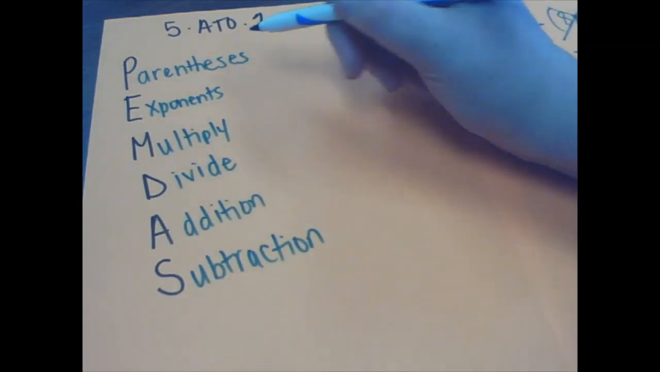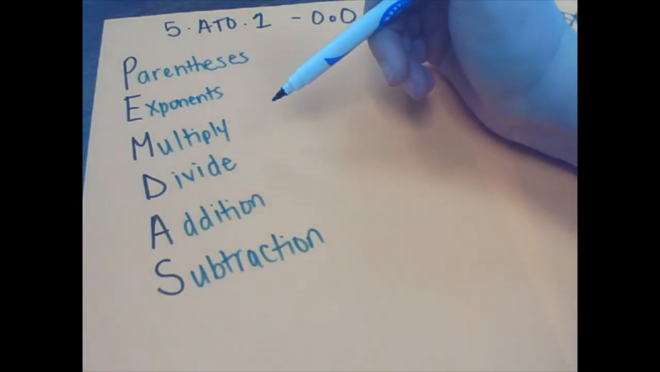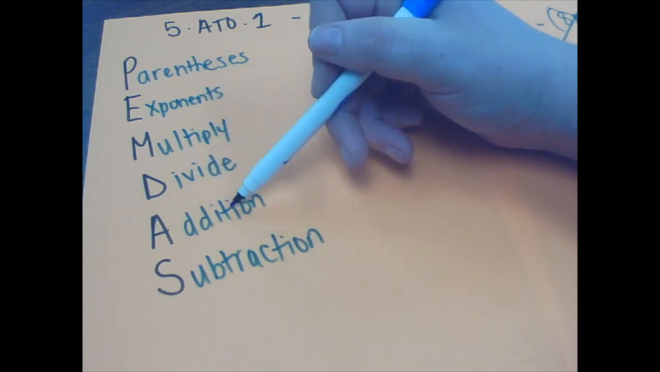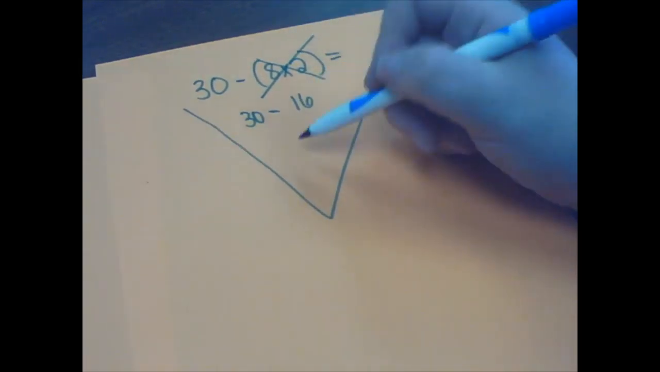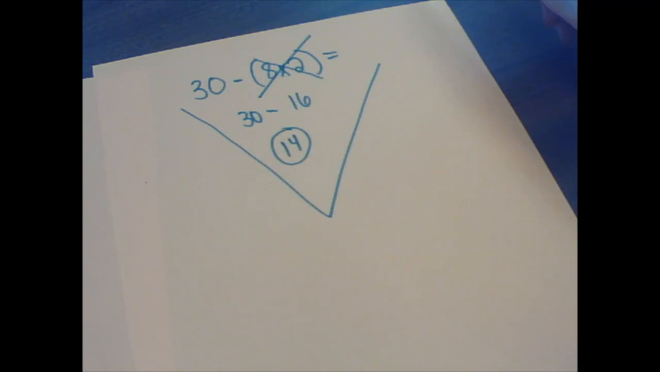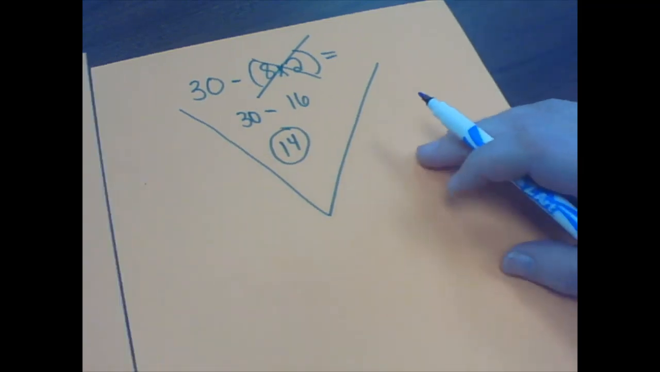According to PEMDAS, I did the parentheses. I didn't have any exponents. I had nothing to multiply, nothing to divide, nothing to add. So I'm down to subtraction. And 30 minus 16 is 14. So that would be my answer. Okay, let's try the next one.